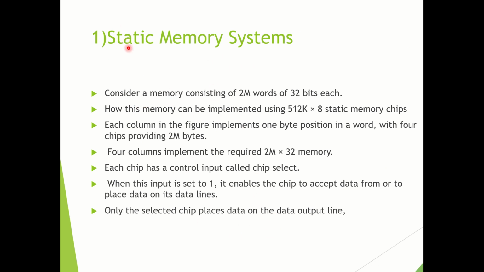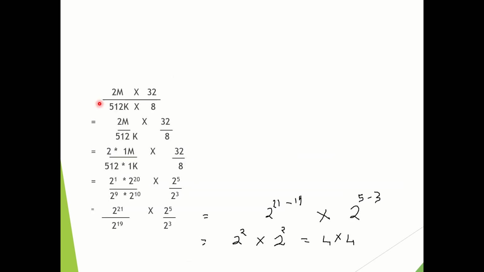We said that here we are going to design a static memory system, and our aim is to design a 2M by 32 memory, that is, 2M words of 32 bits each. We are going to implement this memory using these chips. We want to find out how many rows and how many columns of these chips are needed, and we will get how many such chips are needed. We said that 4x4 chips are needed.